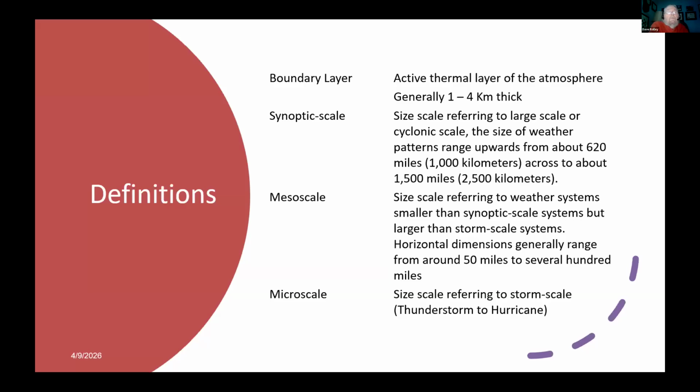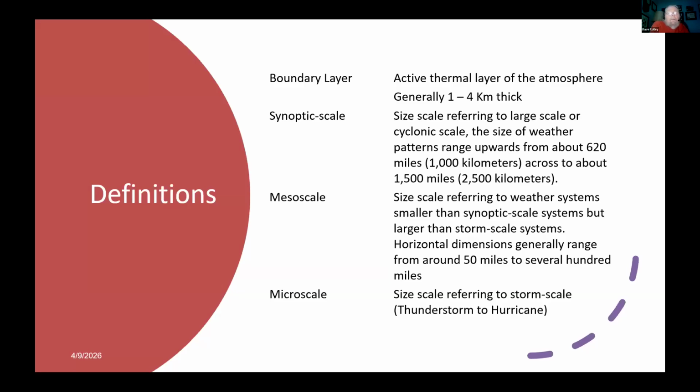When we look at the models, especially at the National Weather Service level, which is the background processing for all of our soaring models, there's a synoptic scale. So synoptic is huge. This refers to a large scale, or they call it a cyclonic scale. So weather patterns from anywhere about 1,000 kilometers or 600 miles to 1,500 miles or 2,500 kilometers.